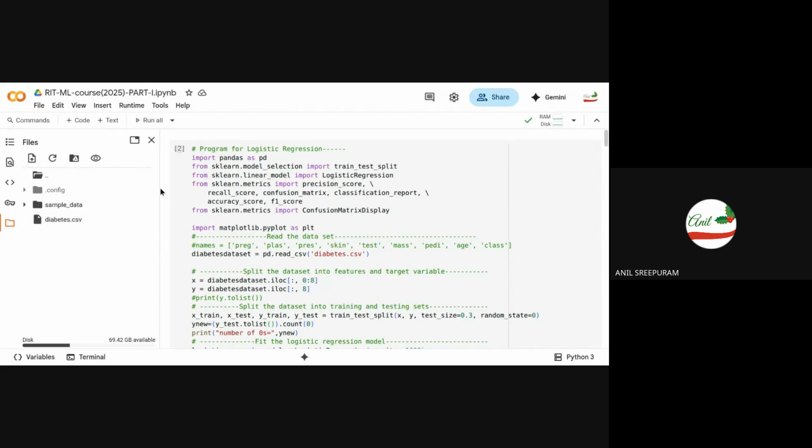So I request all of you, if you have the dataset with you, please have a look at it. You have 8 input features, and finally the 9th column is giving you the class label. It's giving 1 or 0. 1 means diabetic, 0 means it's not diabetic.